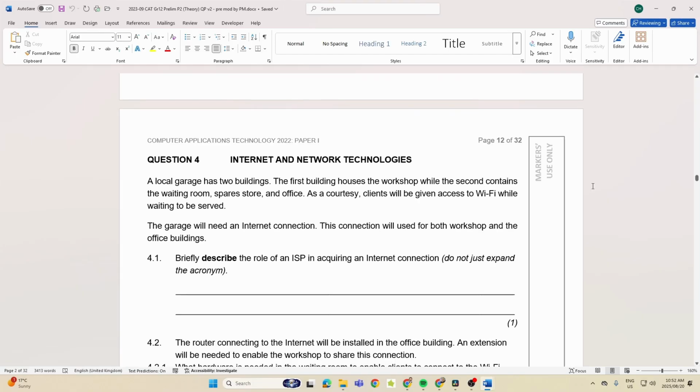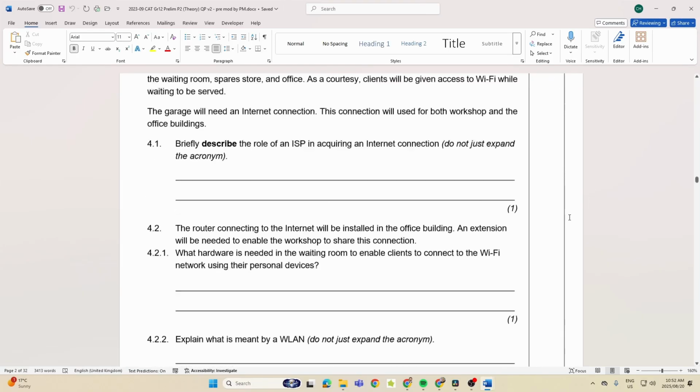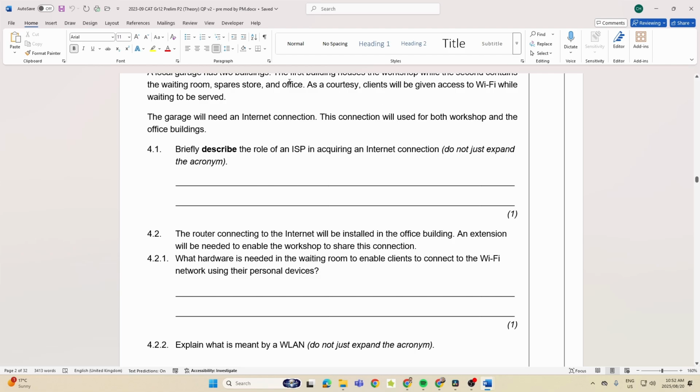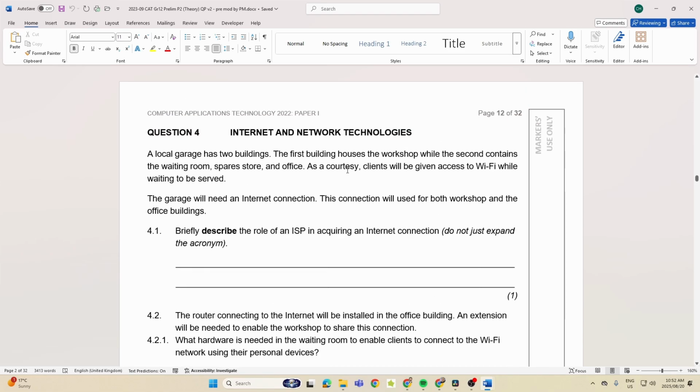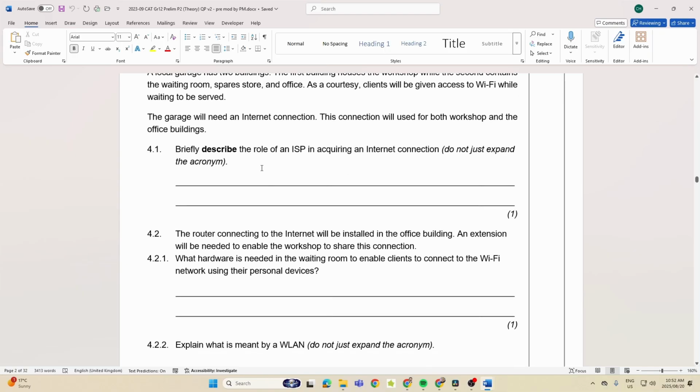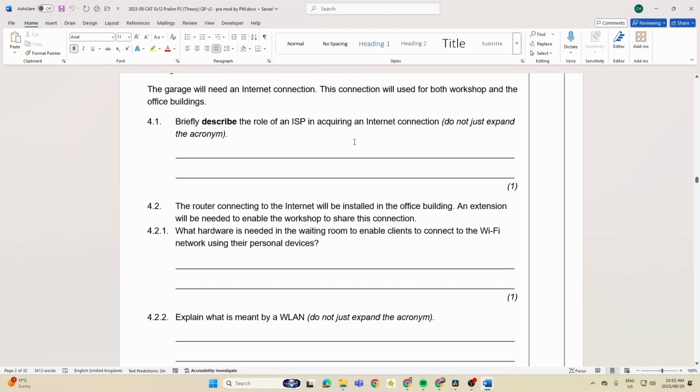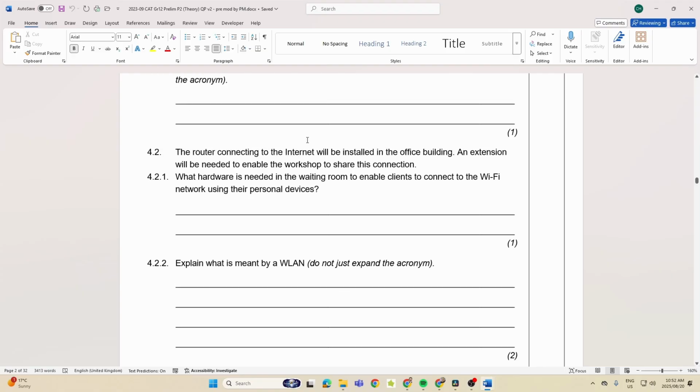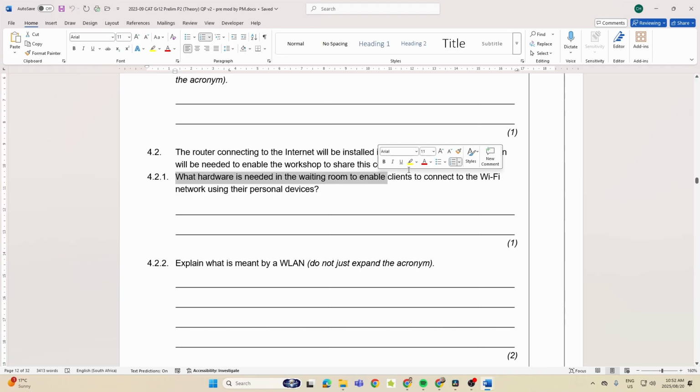2023 starts off with our internet and network technologies again. Do you see the same thing cropping up? The ISP, the internet. The heading says internet and network technologies. So what is an ISP? Not just the acronym. What is the ISP? What does it do? What service does it offer? What is a router? What hardware do you need to allow people to connect to a Wi-Fi network?